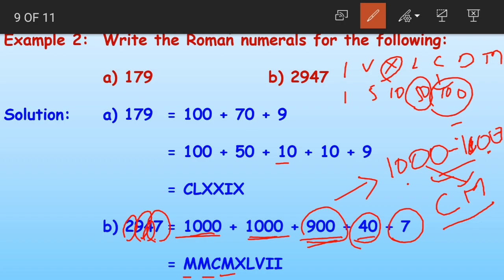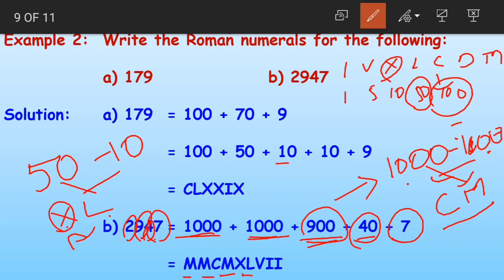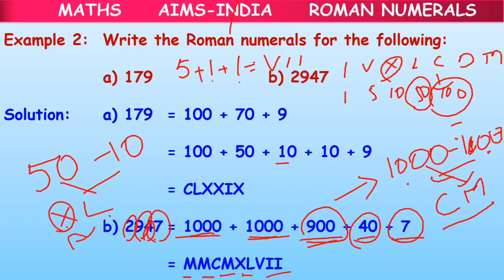Clear, children? Next is 40. Now again 40 is written as 50 minus 10. X stands for 10 and L stands for 50. So XL stands for 50 minus 10, 40. Now how is it subtraction here? Because the smaller symbol is to the left of the larger symbol. Yes, children? And coming to the last one, 7. 7 is written as 5 plus 1 plus 1. And 5 means V, 1 means I, and another 1 means another I. So 7 is written as VII.